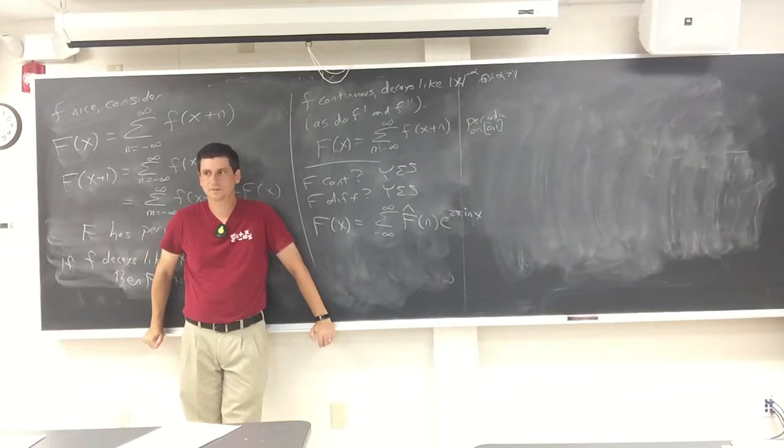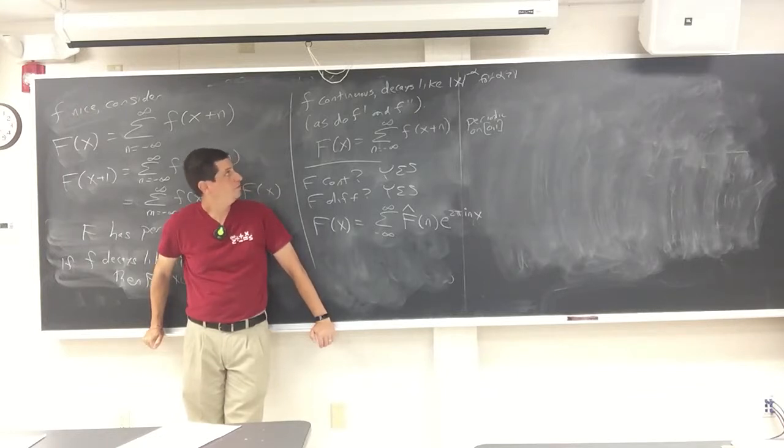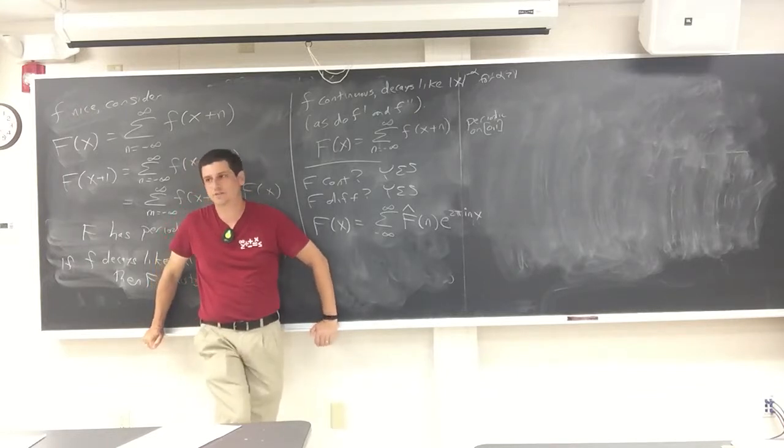Well, we just assumed f is differentiable, right? We assumed little f was differentiable. Oh, right. We don't know big F. We now have an infinite sum, and you always have to be careful with infinities.